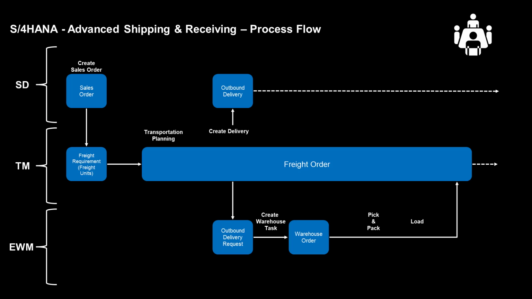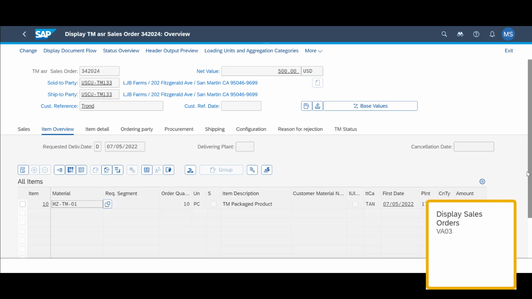We will look at a simplified example. Based on a sales order, we will perform transportation planning in TM. From there, we will also trigger the delivery creation. Then, based on the outbound delivery request populated in EWM, we will perform the necessary warehouse activities, including picking, packing and loading. We have already created one sales order with one order line item.